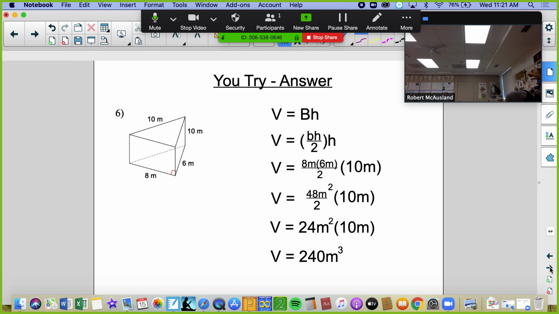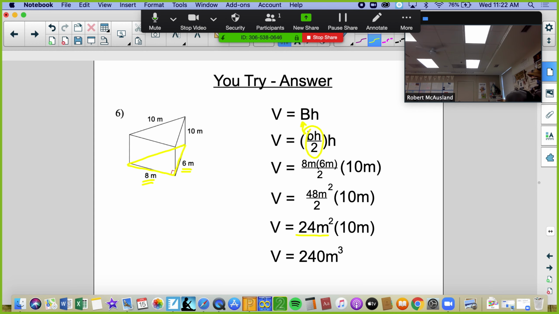So we start with the equation, volume equals big B times H. We're going to substitute base times height divided by 2, because that is the shape of my base, it's still a triangle. And now we have to look at that base. We see that my base is 8 meters. The height of my triangle is 6 meters. So we're going to have 8 meters times 6 meters divided by 2, which again is 24 meters squared.